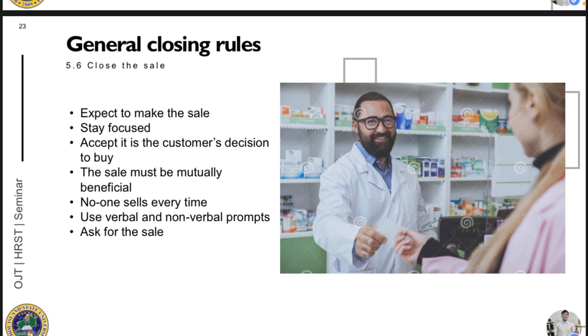Next, use verbal and non-verbal prompts. When dealing with a customer, be sure to use a combination of verbal and non-verbal, not just verbal alone. Because if we just use verbal, we will act like a robot. And if we just use non-verbal, it will be like acting without speaking. So we need to use the combination of verbal and non-verbal to encourage the customer to make a purchase.